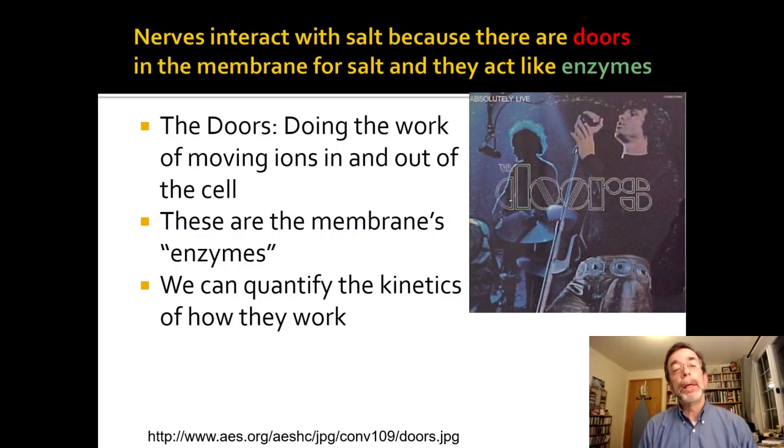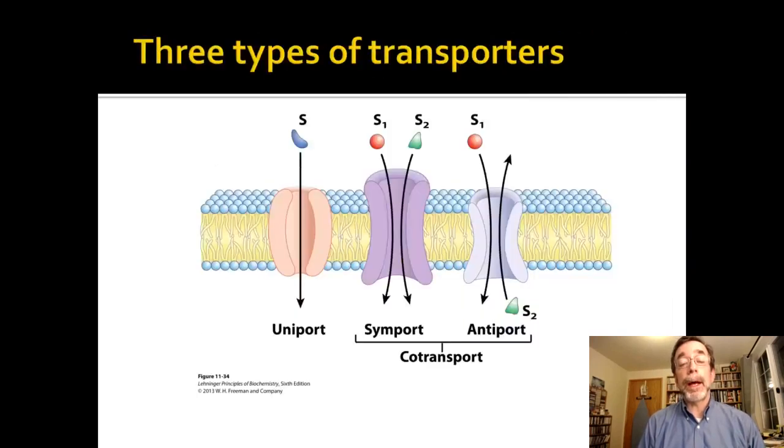Here it is. So they move the ions in and out of the cells. Because they are enzyme-like and they work with kinetics, we can use our enzyme kinetics tools to quantify how they work. So overall, there's three types of transporters. There's a simple one that just opens up and lets something through. That's the substrate, and it's a uniport that moves something from outside to in.